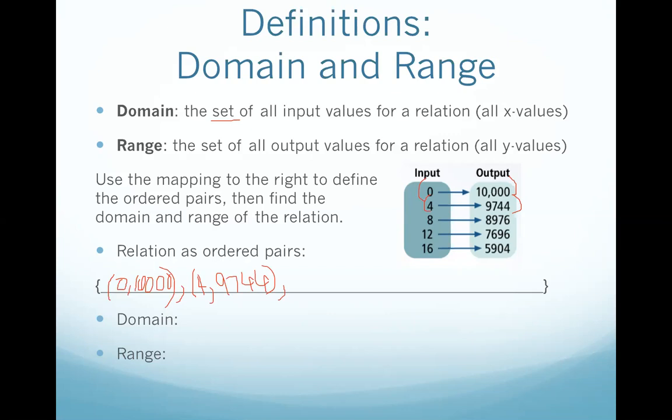Let's go ahead and check your answers here. So our next ordered pair will be 8, 8,976, and parentheses, comma to separate points. So within the point, we have our input and our output, and then we also have commas to separate between our ordered pairs. Our next point will be 12, 7,696. And our last ordered pair is 16, 5,904.